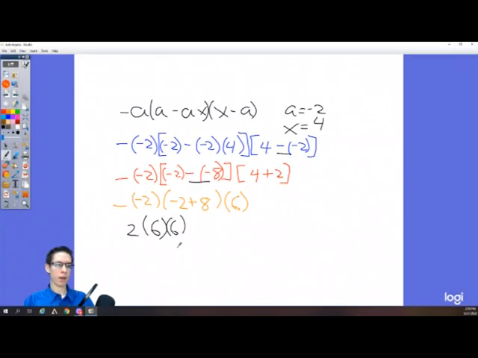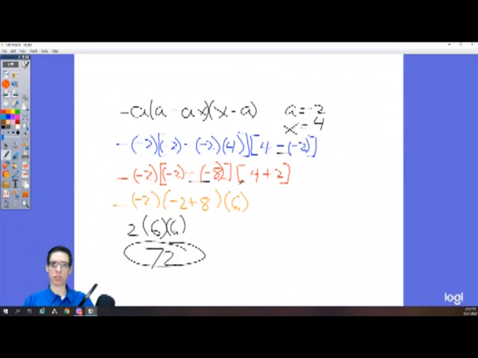Okay. And now we're ready to multiply straight across. There is no more addition, subtraction to do. We don't have to include that step at the end. We've done everything inside the parentheses. We've taken care of all of that. All that's left is to multiply straight across. So 2 times 6, that's going to give us 12. 12 times 6 again is going to give us 72. So 72 is our solution when A is negative 2 and X is positive 4.